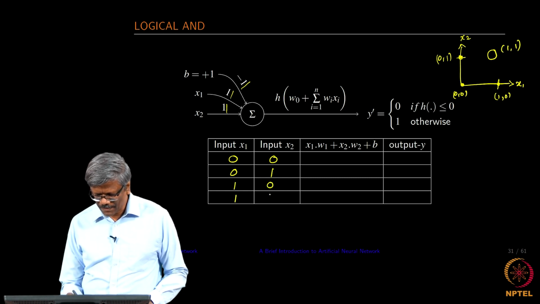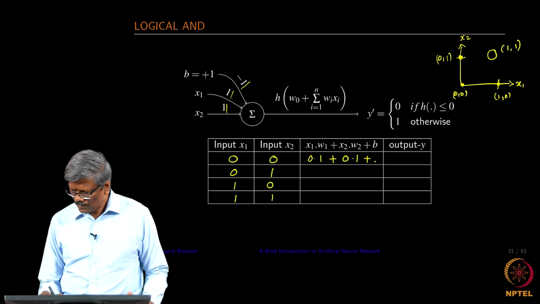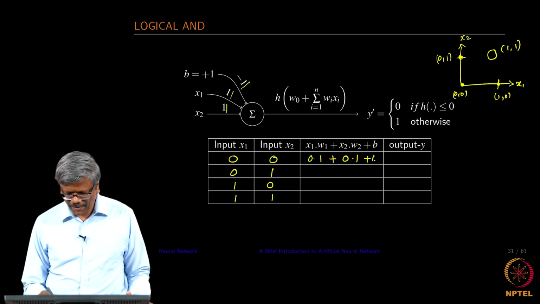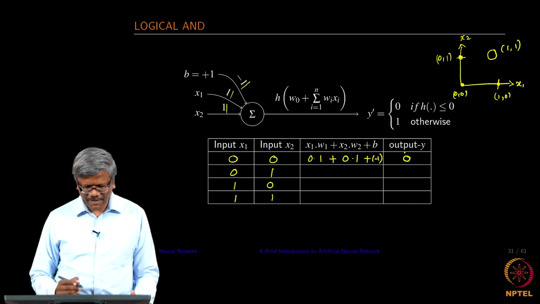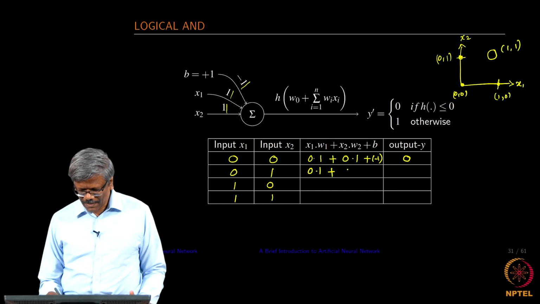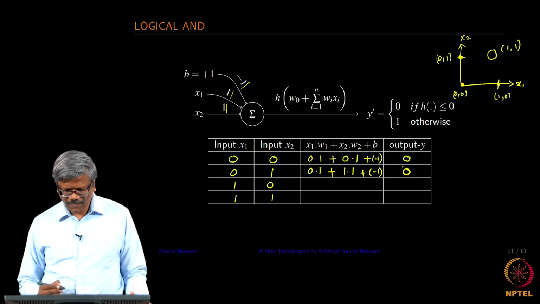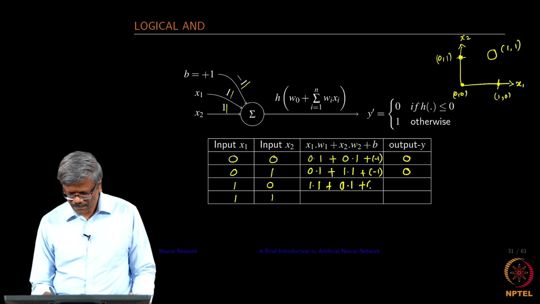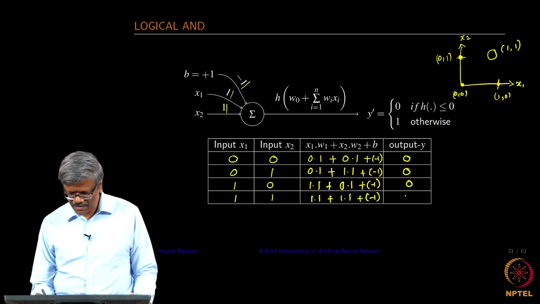Let me first write this and then start combining. So this is 0 times 1 plus 0 times 1 plus, and B is -1, right. So that means when the value is less than or equal to 0, we are going to make it 0. Okay. Now let us take this one: 0 times 1 plus 1 times 1 plus the bias. Okay, so this is again a 0, right. In the same fashion, we get 0, and here it is 1 times 1 plus 1 times 1 minus 1. So this is 1.